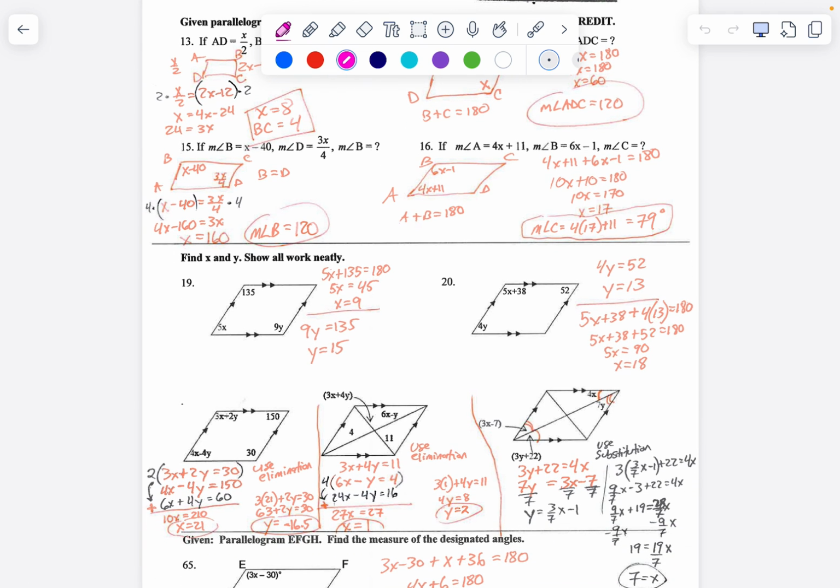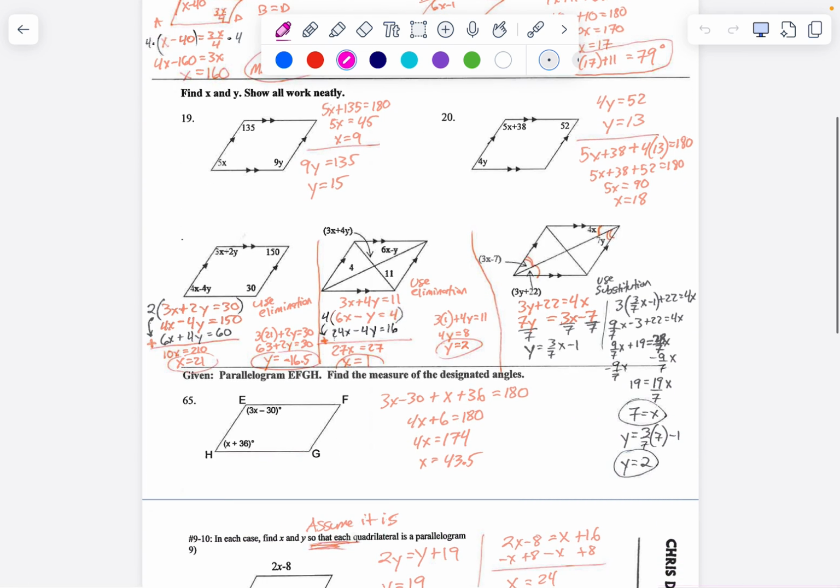Number 19, y is 15. And then number 19 something, I don't know what this is. X is 21. And y was weird, it was negative 16.5. But that did turn out to be correct. So 21, negative 16.5 on that system. And then the one on the right, x is 7, y is 2. I used substitution on that one. Not that you had to, but that's how I chose to do it.